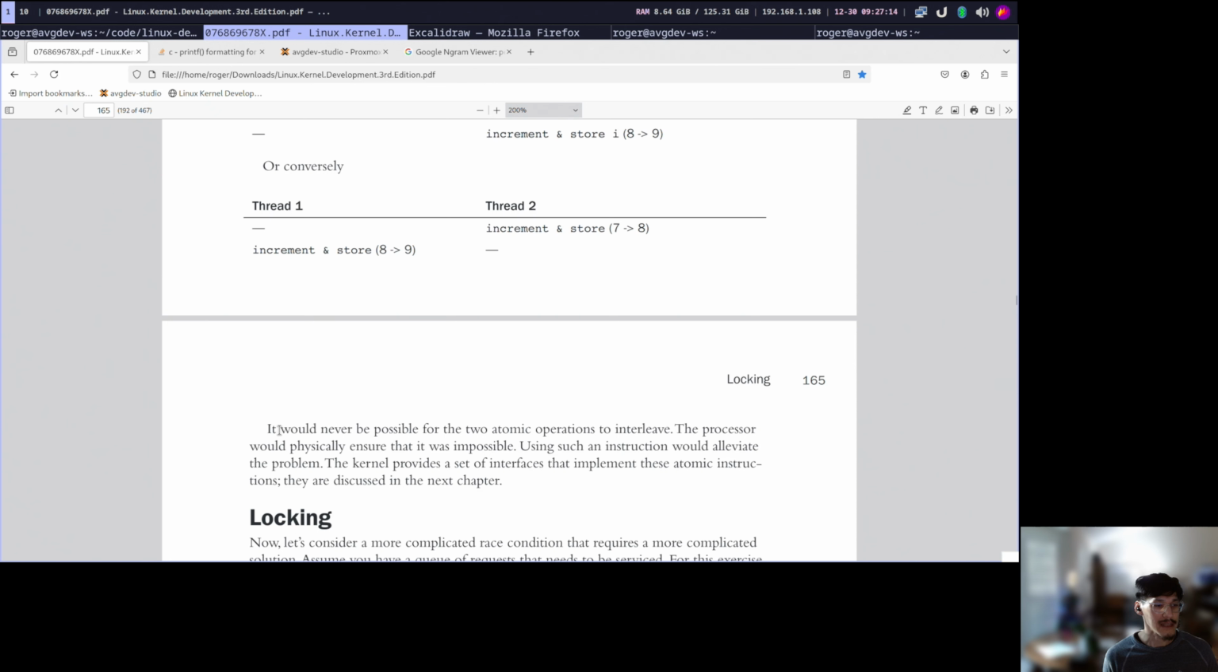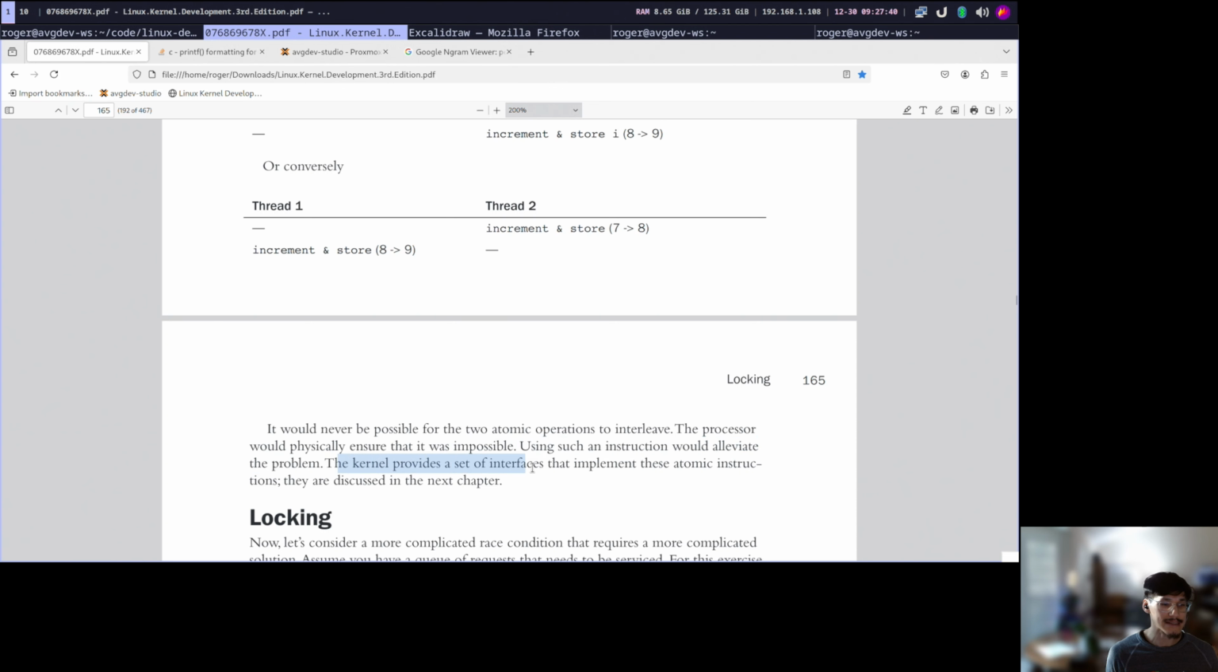It would never be possible for 2 atomic operations to interleave. The processors with this type of instruction, which does all 3 operations in one, would physically ensure that it's impossible for 2 threads to concurrently increment and store a specific value. So using such an instruction would alleviate the problem.